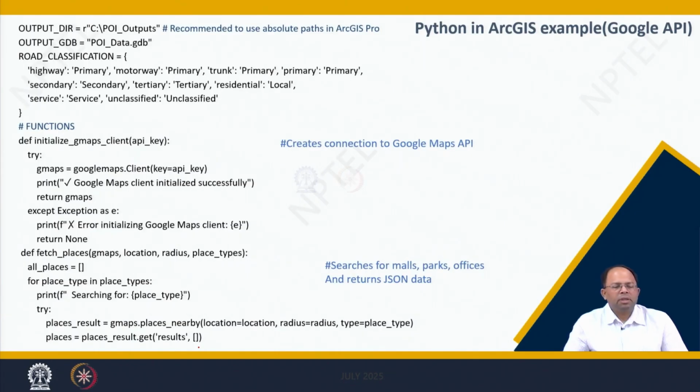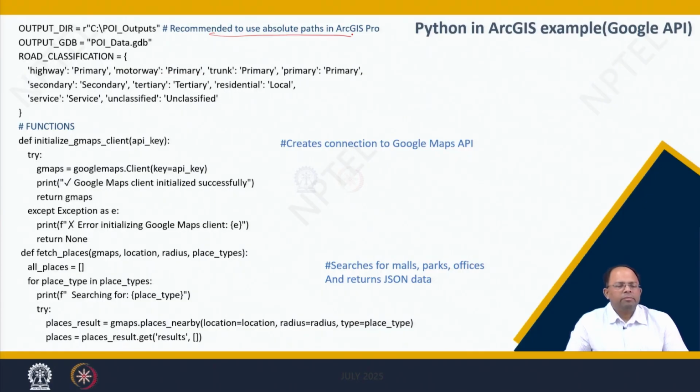Now the output directory and the output GDB have to be specified. That means where we are storing the database and where is the directory that we are putting all this. It is recommended to use an absolute path, of course, instead of giving the relative path like we were doing in Python earlier, so that it finds the location properly.